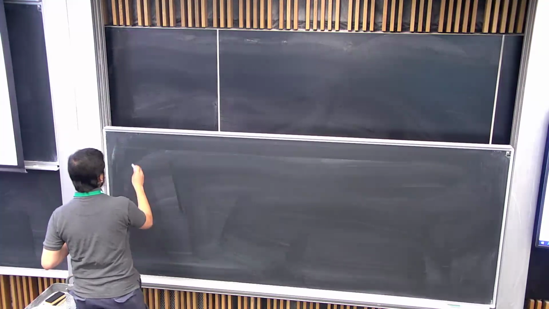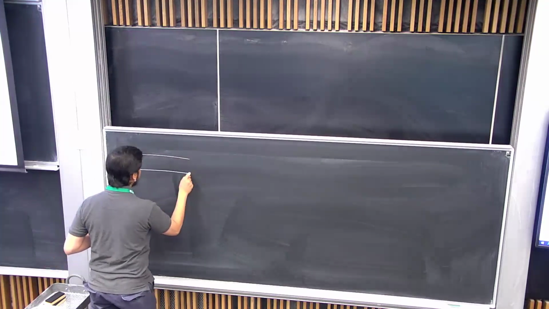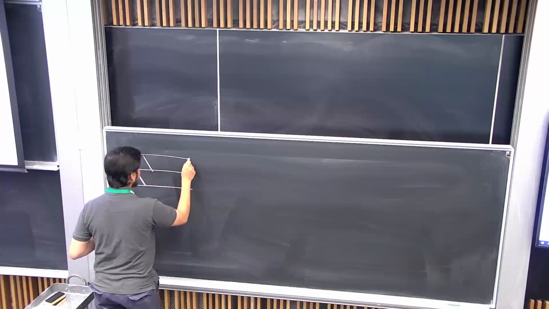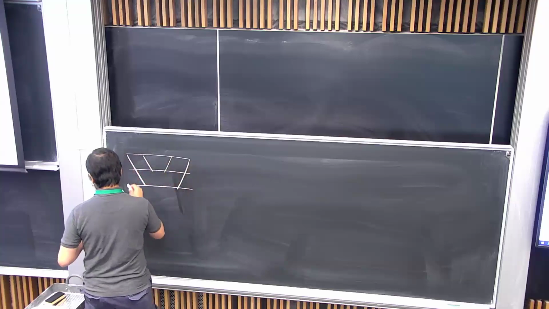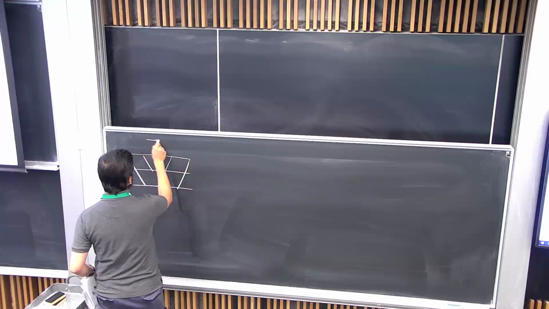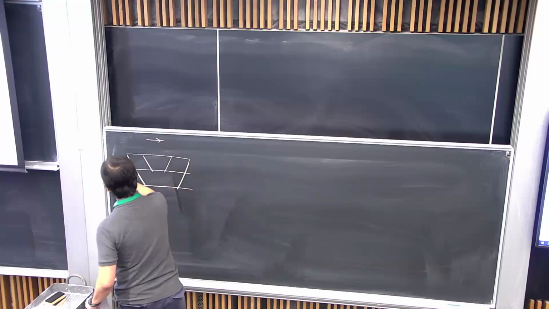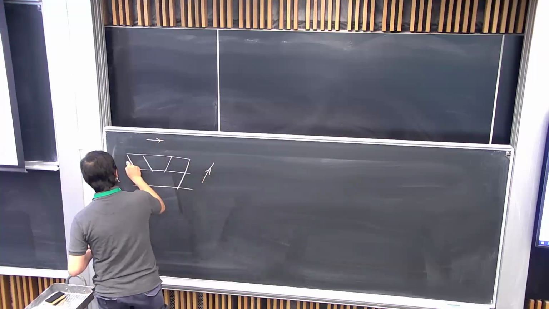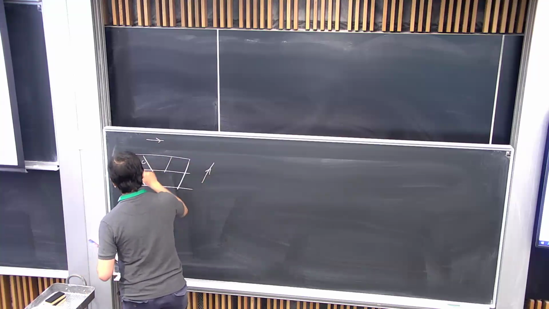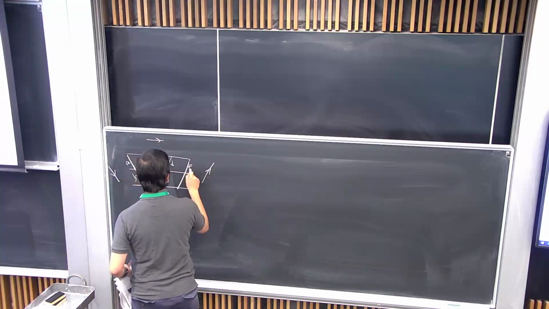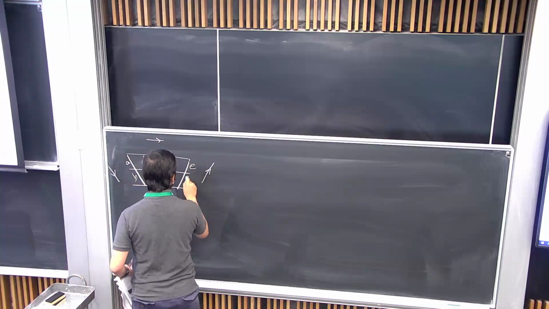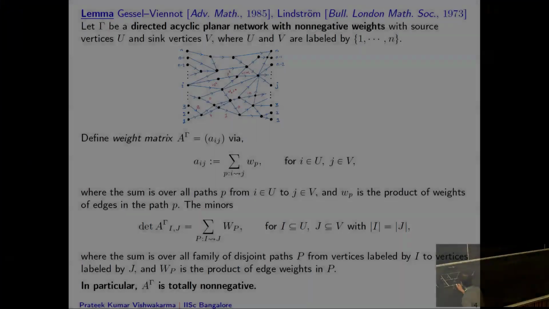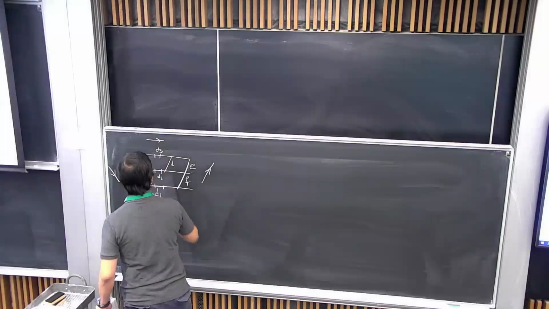So for example, let me do an example and show you how this formula works. Suppose we have this planar network on 3 source and sink vertices. All the horizontal edges are directed from left to right. These edges go down like this and these go up. The edge weights are a, b, c, d, e, f. This is d1, this is d3.